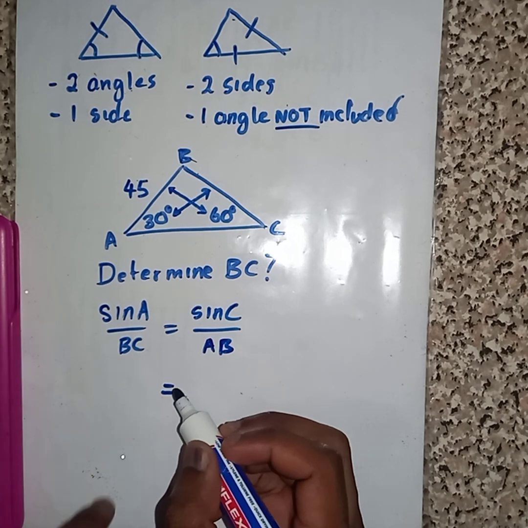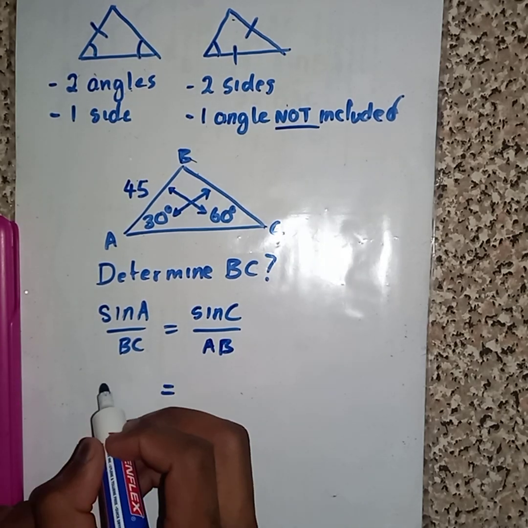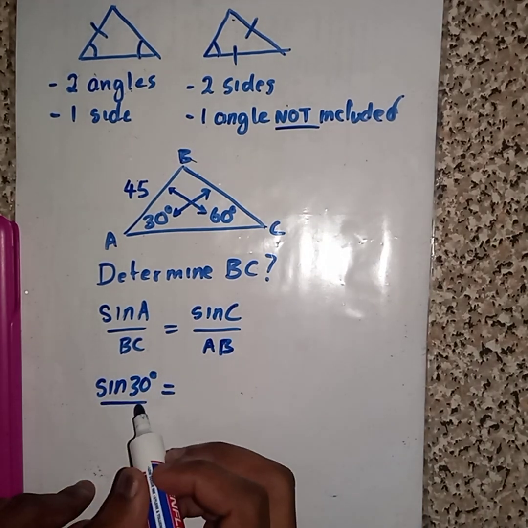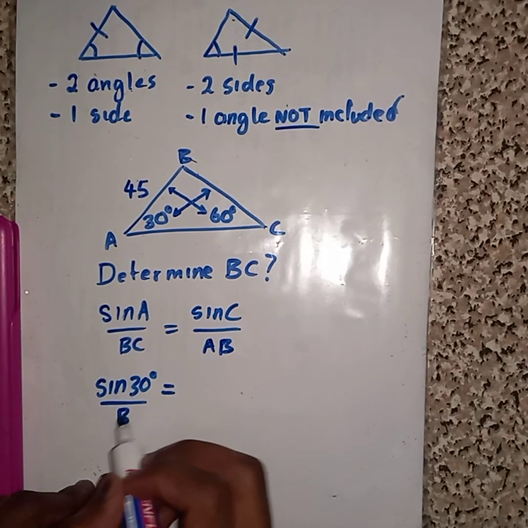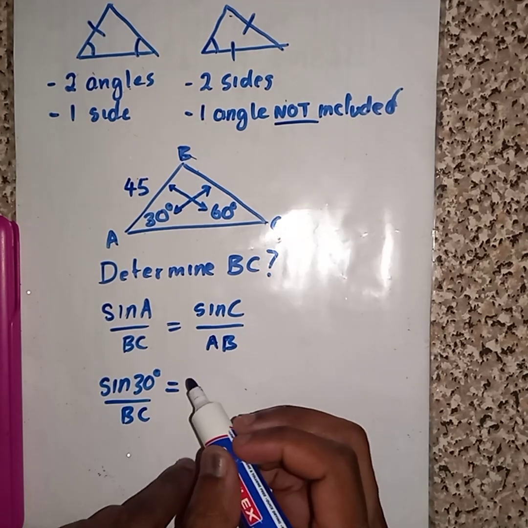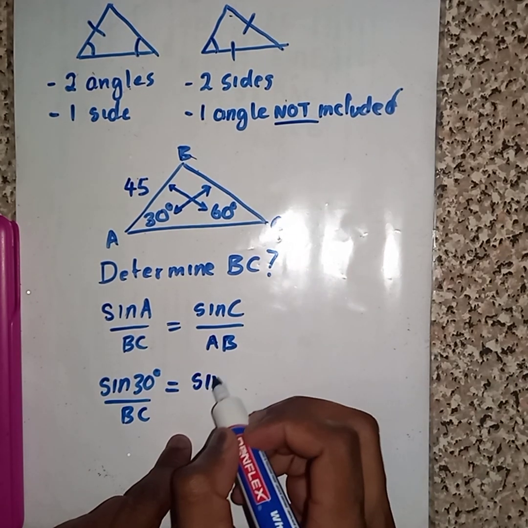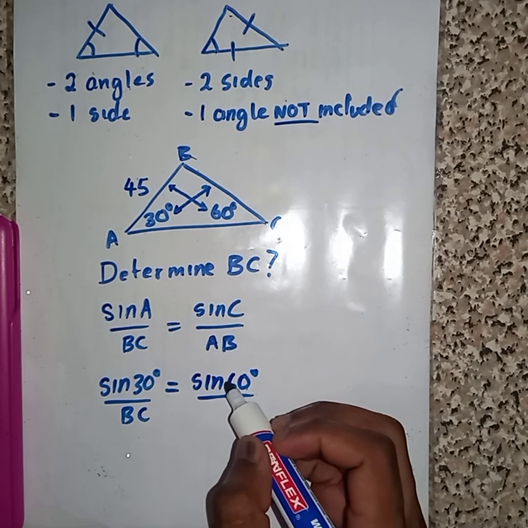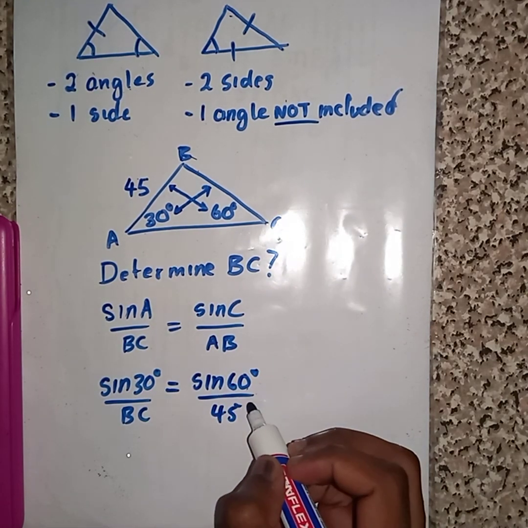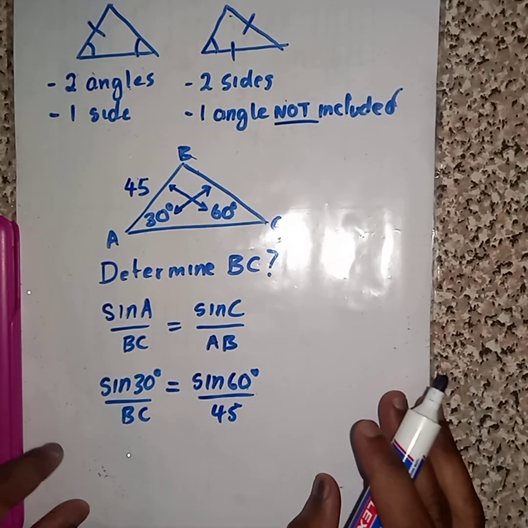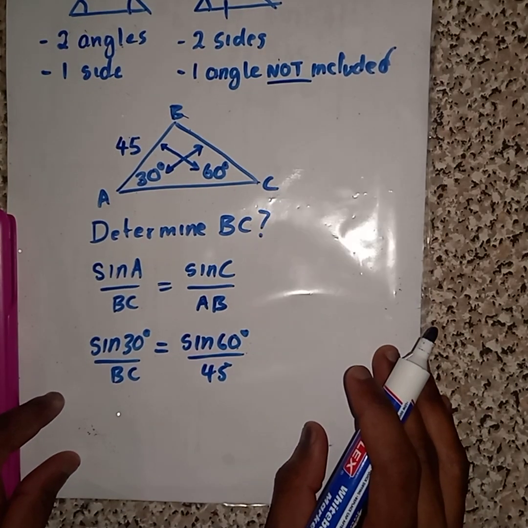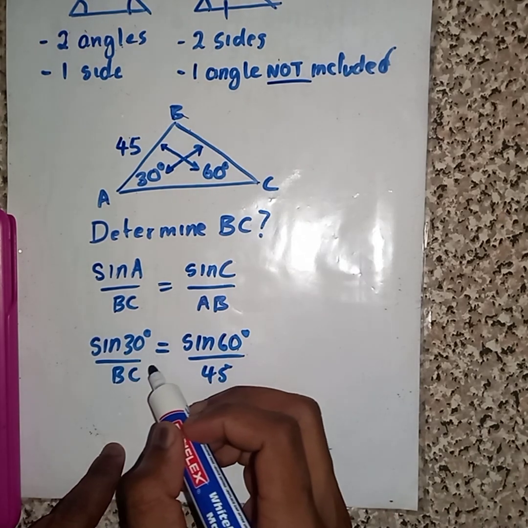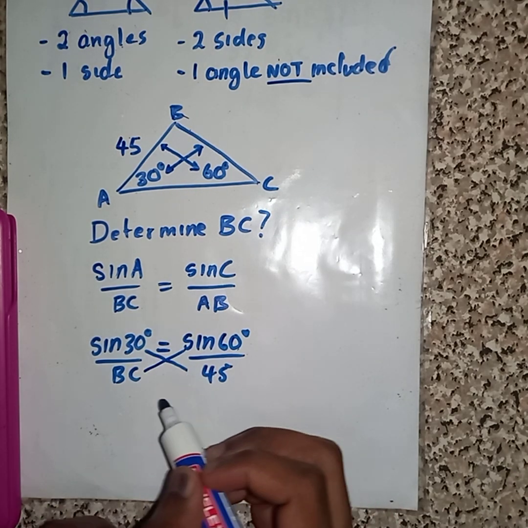Now let us solve. The angle of A is 30 degrees. We divide by BC. I don't have BC. Sine of C is 60 degrees. Do I have AB? Yes, it's 45. Then at this point, we are going to cross multiply like this.